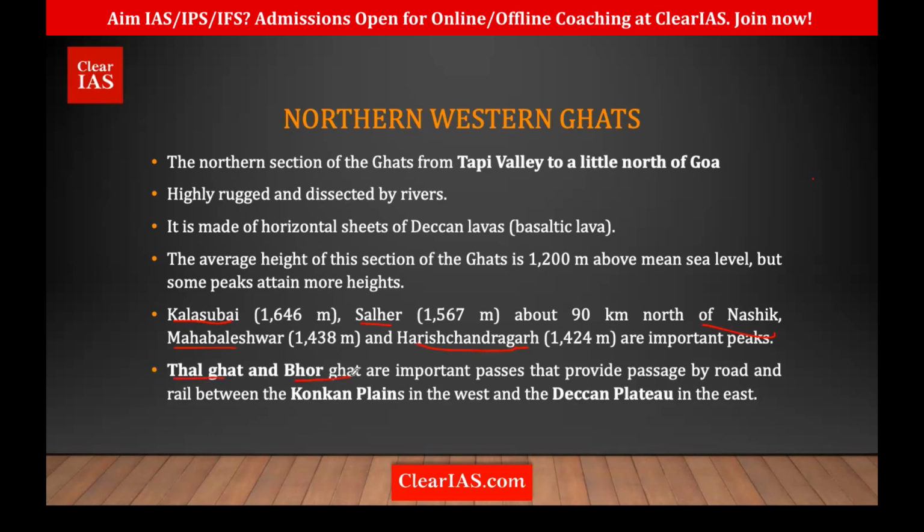Whenever there are mountain ranges, the pass is the gap through which all the connectivity goes from west to east, like all the railways and all the roads. So we have the Thalghat and Borghat gaps, and they provide passage for roads between the Konkan Plains and the Deccan Plateau. So connectivity from the Konkan to the Deccan is through these passes, Thalghat and Borghat.